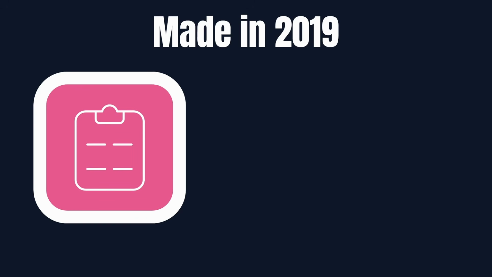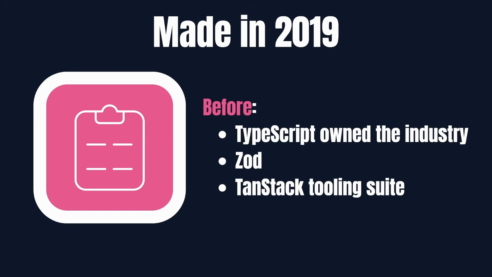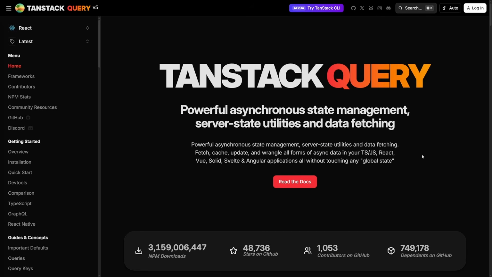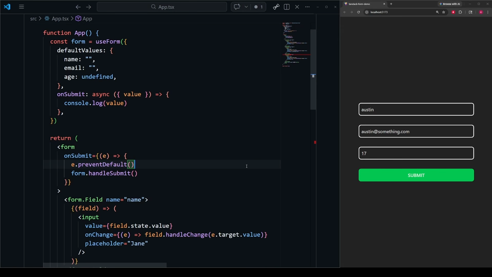React Hook Form was built in 2019, before TypeScript was everywhere, before Zod, before TanStack Query changed how we think about React. TanStack Form was built now by the same team that made TanStack Query, arguably the best library in the React ecosystem, and they built it with one thing in mind: type safety that actually works. With TanStack Form, you literally cannot typo a field. TypeScript screams at you before you even save the file. Every field, every error, every piece of state, fully typed all the way down.